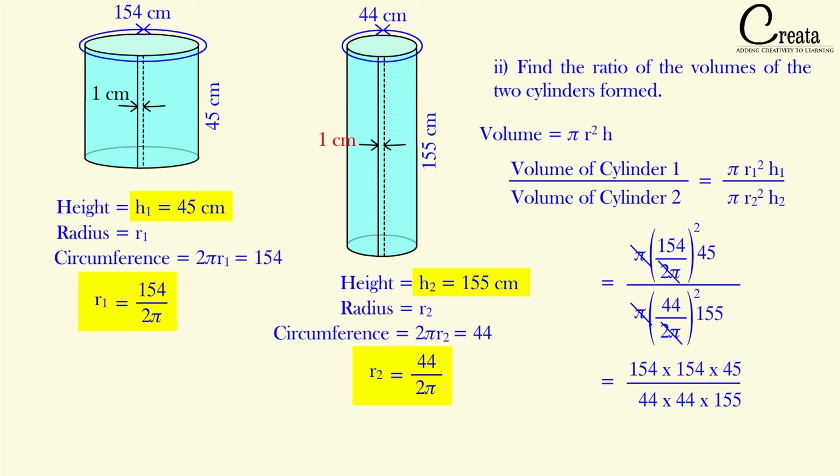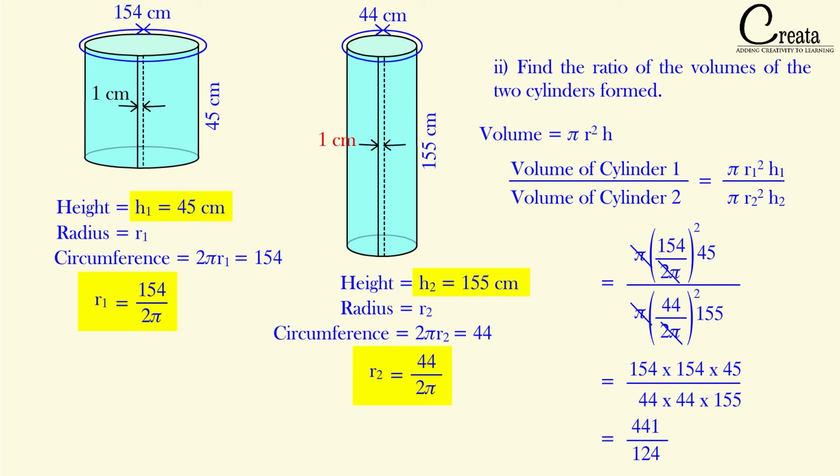We got 154 into 154 into 45 upon 44 into 44 into 155. On solving, we got the answer as 441 upon 124. I am not going into the detail of the solving, but you can solve it. You can cancel out with 2s, 3s and 11s. We got the answer as 441 upon 124. That is the ratio of the volumes of both the cylinders, volume 1 upon volume 2. That is the answer of the question.